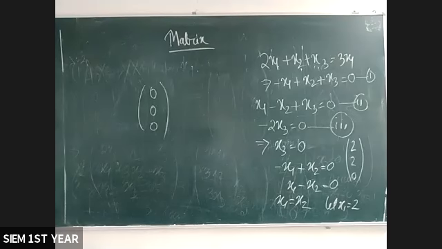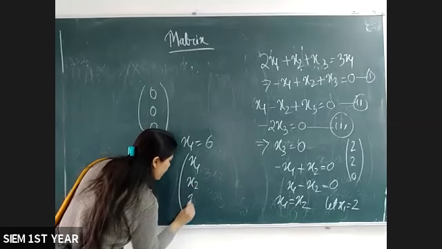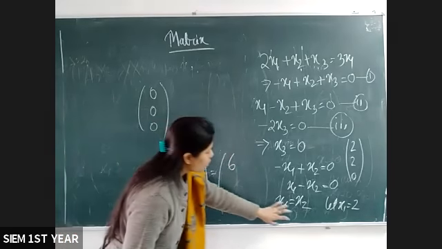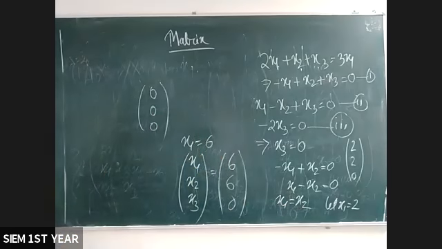Ma'am, but if we put x1 equal to 2, then we'll get 6, 6, 0, no ma'am? If you put x1 equal to 6... ma'am, if we put x1 equal to x2, our vector is x1, x2, x3. What is x1? This is your 6. What is x2? x1 is equal to x2, means again 3, and x3 is equal to 6. This is your question, I think. Ma'am, our vector is 3x1, 3x2, and 3x3, no ma'am. Then we will get 6, if we put x equal to 2.